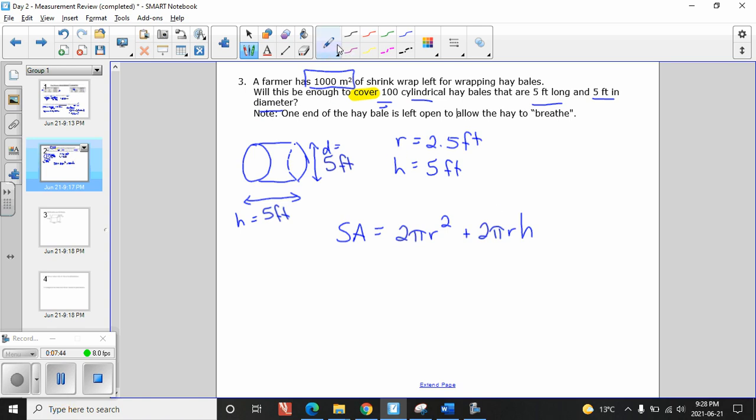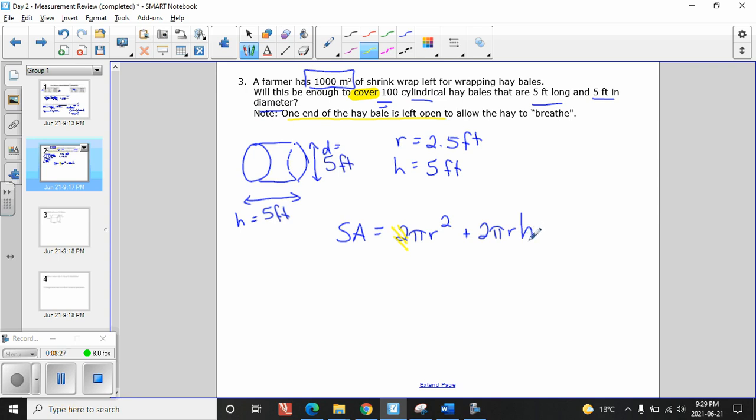This question's a little bit tricky because it tells us that one end of the hay bale is left open to allow the hay to breathe. So if there's any farmers or people who are familiar with hay, you don't want the hay to be wet and rot or grow mold or anything like that. So it's left open to breathe. So instead of having two circles, we're going to get rid of one of those circles. So a slightly adjusted surface area formula. If we know the radius and the height, we should be good to go to find the surface area.